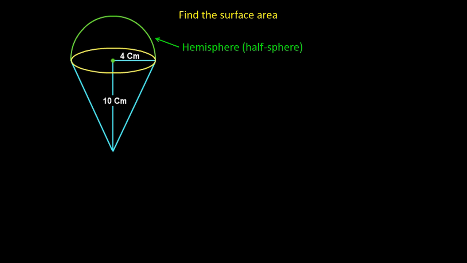The hemisphere is half a sphere. So if we take half of our surface area formula for a sphere, we'll have the surface area for that top part that's in green in this picture. So our radius is 4 centimeters, so 1/2 times 4 is 2 pi times the radius squared, which is 4 squared. So we have a surface area of just that hemisphere of 32 pi square centimeters.